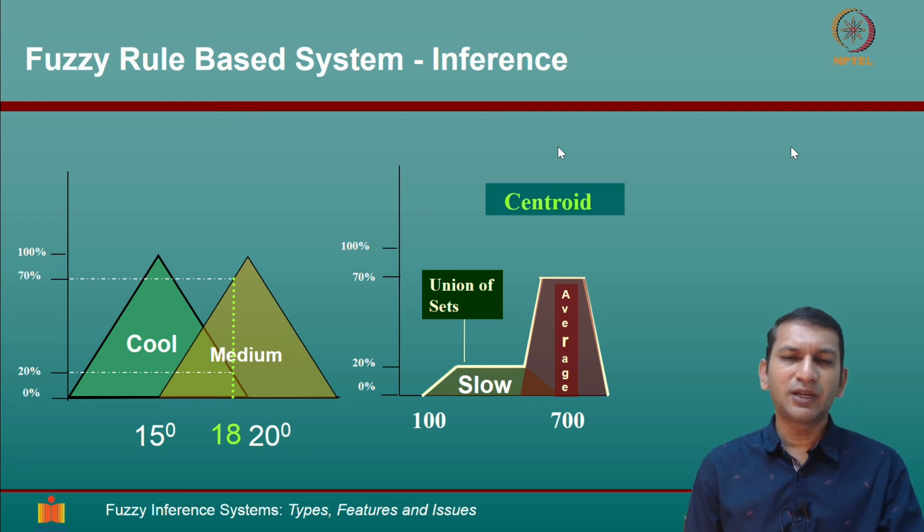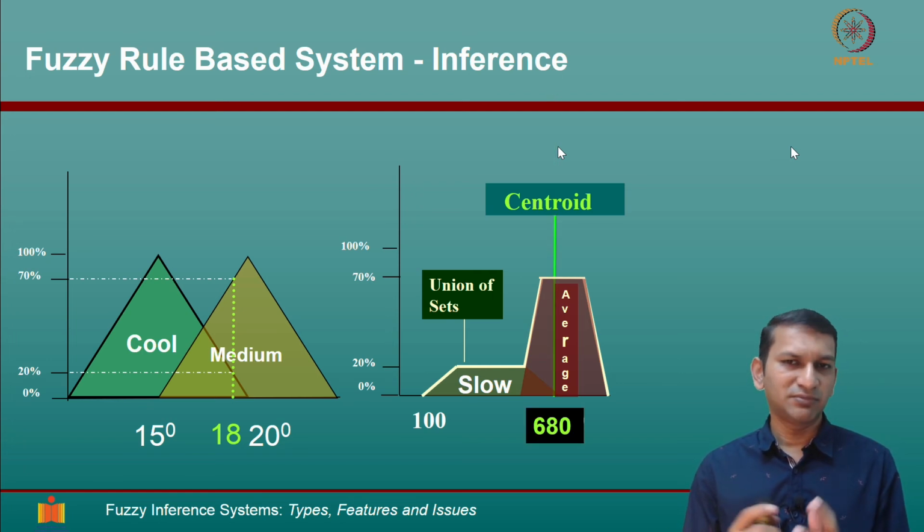Let's assume that we are applying the centroid defuzzifier here. And what do we get? The centroid of this entire fuzzy set is here, perhaps, and it says it is 680. So that means for 18 degree input, we are actually getting 680. Now you see that it is neither 700 nor 300.